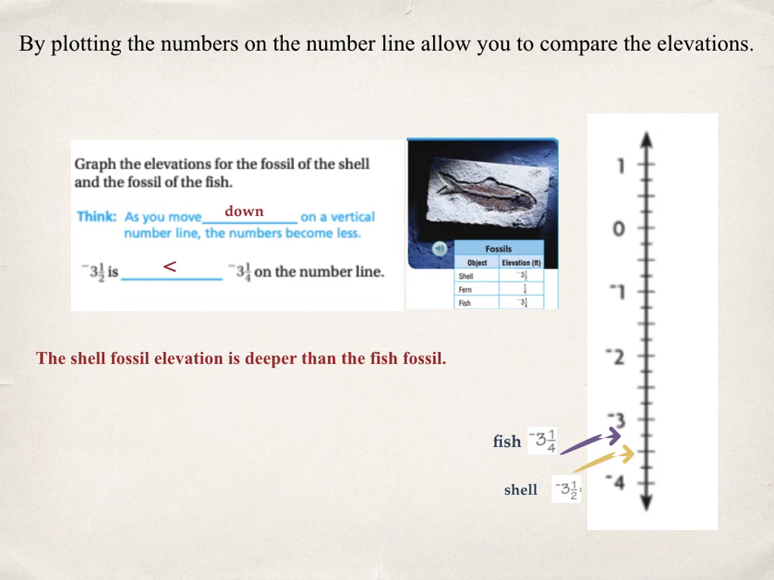So now let's take a look. If we plot both the fish and the shell elevations, we can actually compare them. Notice that as you move down on a vertical number line, the numbers become less. Therefore, -3.5 is less than -3.25 on the number line. The shell fossil elevation is actually deeper than the fish fossil elevation.